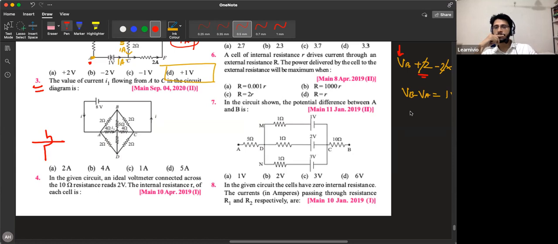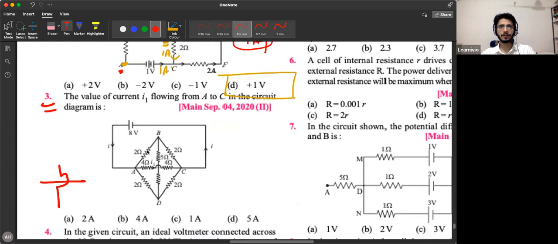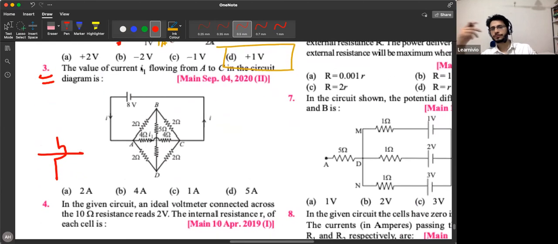Sir, is that I1 next to 4 ohm? Yeah, it's I, the current I. This one? Yes, sir, that's I1. This is what you have to calculate. Answers, Yashika, Akshay. Good, Akshay.